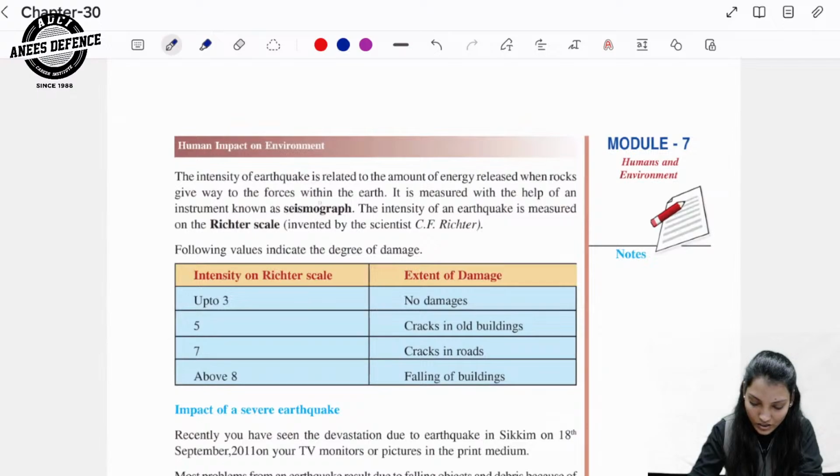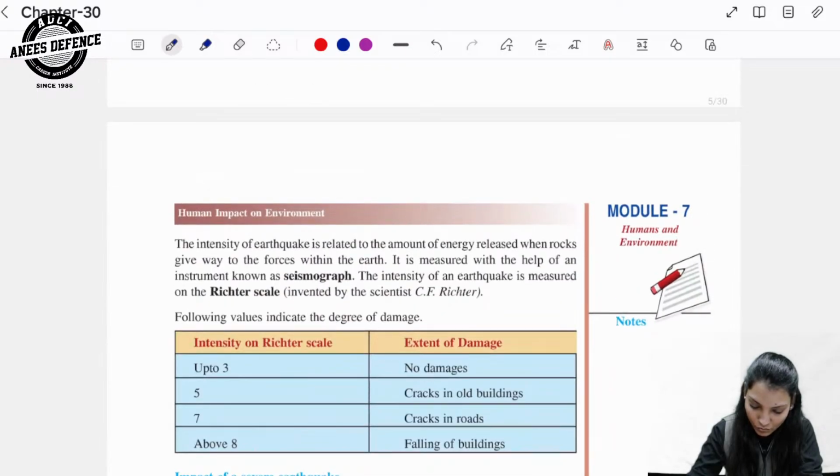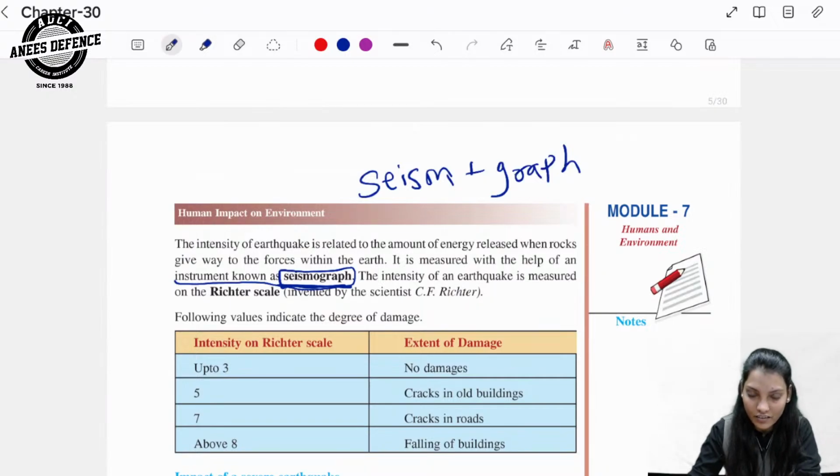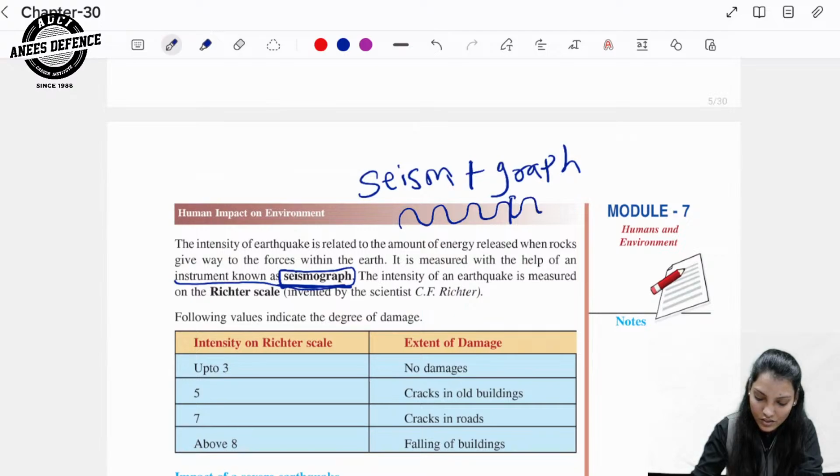How can we measure the earthquake? There is a particular instrument which is called a seismograph. If we break this word into two, then seismo plus graph. This is the machine where we can plot the graph of seismic waves. Because of the seismic waves only, an earthquake occurs. So this particular instrument gives the graph of seismic waves, and so it is called a seismograph.